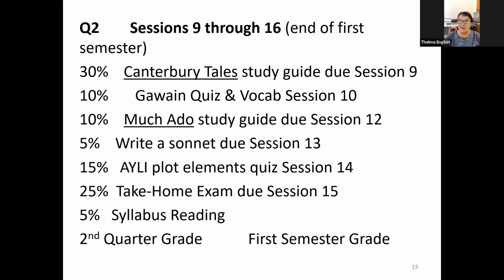Q2, sessions 9 through 16, you'll have your Canterbury Tales study guide, which is a 3-week project, due session 9, that's 30%. It's a big deal. It's a big study guide. It's very important that you read it and that you understand it well. There are lots of study notes in the study guide to help you. Gawain quiz and vocabulary session 10. All of that vocabulary is now in the glossary because kids were having a hard time looking up some of the Gawain vocabulary words in regular dictionaries because regular dictionaries don't go back to Middle English.